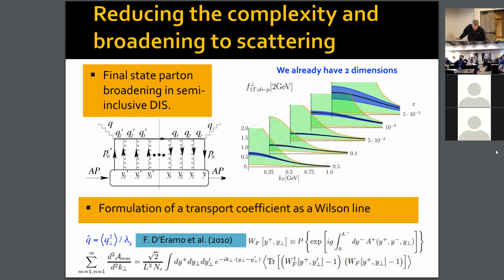So let's see how we can do this, starting with the physical picture. How do I do this? Just try to move slides. Yeah. Slide, yeah.